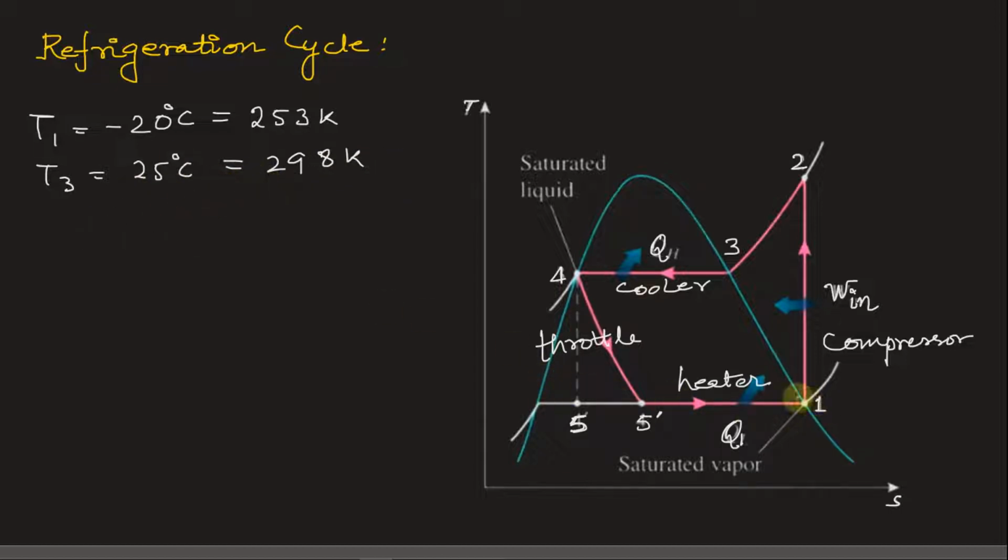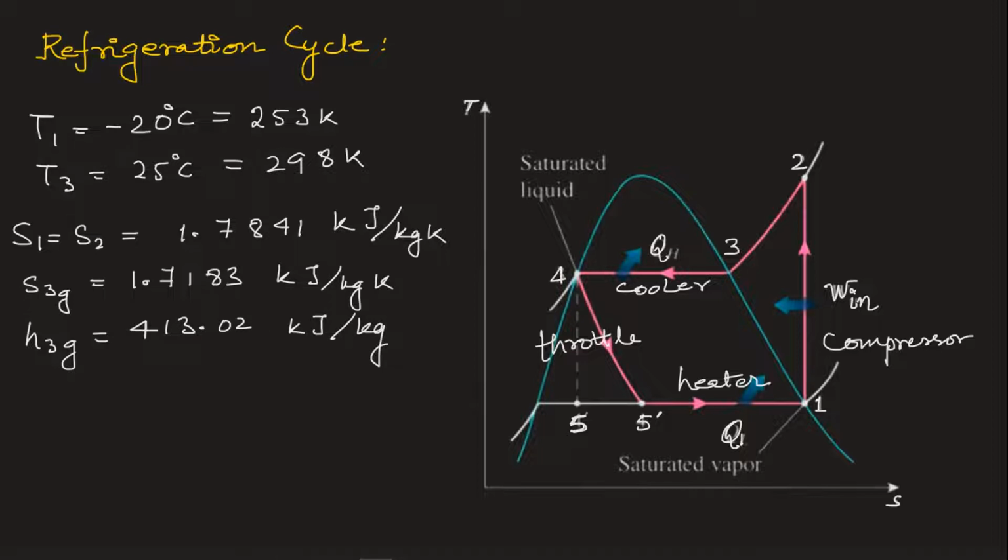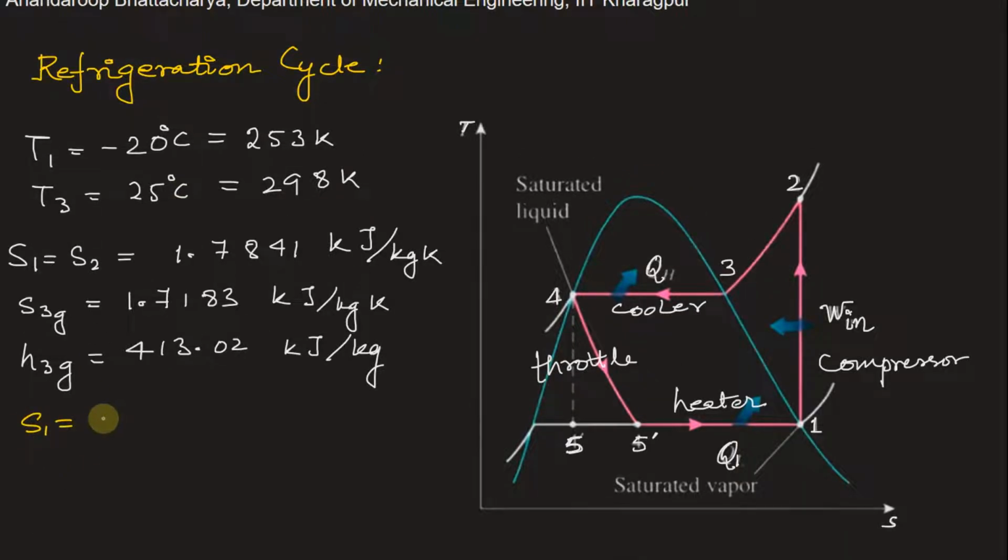Now S1 and S2 will be equal, so S1 is equal to S2, the entropy at 1 and 2, and that is equal to 1.7841 kilojoule per kilogram Kelvin. S3G is also given, that is 1.7183 kilojoule per kilogram Kelvin. H3G is given, that is 413.02 kilojoule per kilogram.